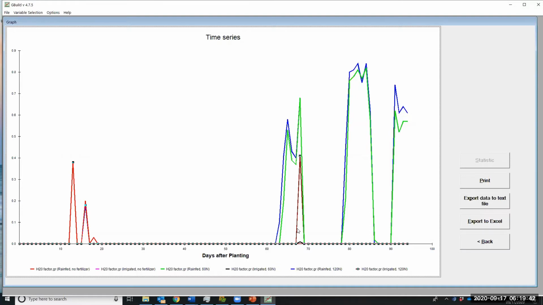So it makes sense that higher biomass with the higher demand would be expected to have a higher water stress than the lower nitrogen treatment.